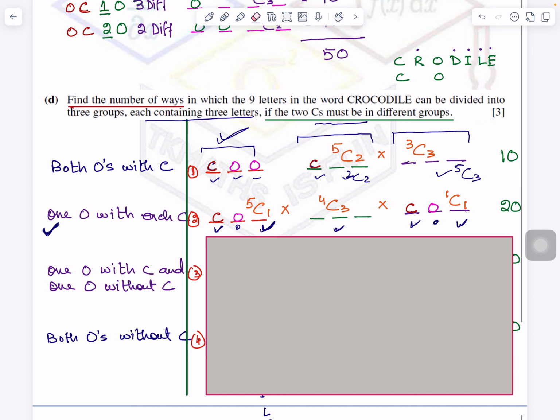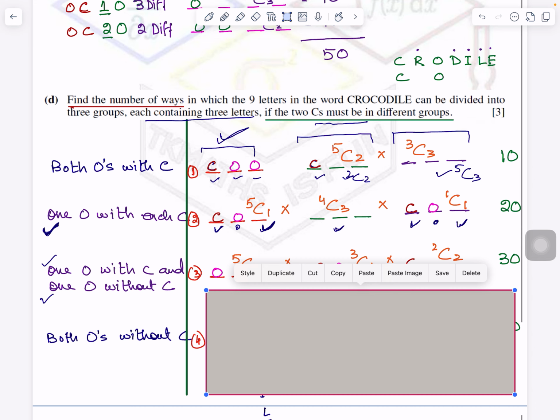After that, the next case is when 1 O is with C and 1 O is without C. So now you can see here 1 O is coming in the group where there is no C, and 1 O is coming in the group where C is there. Again you will follow the same procedure. Out of the remaining 5 letters you will put 2 here, then from the remaining 3 you will put 1 here, and then the remaining 2 will come here.